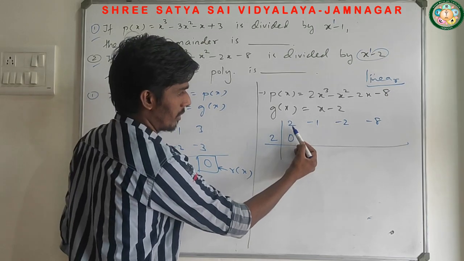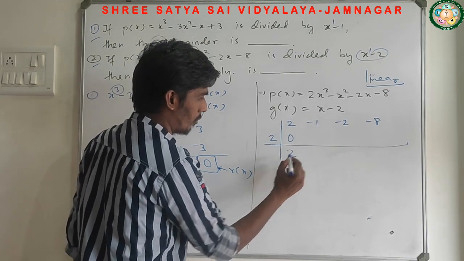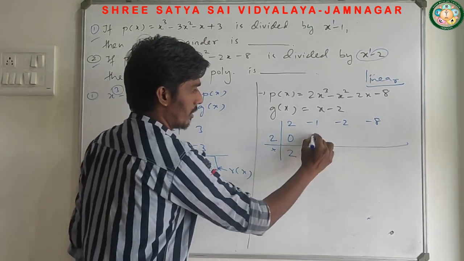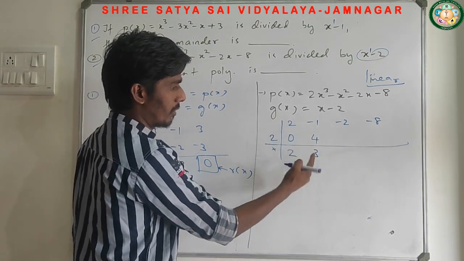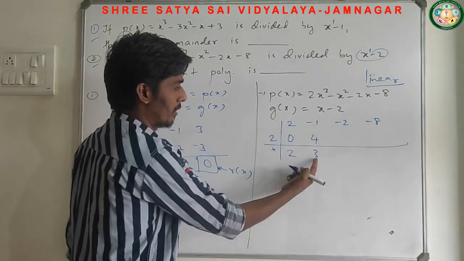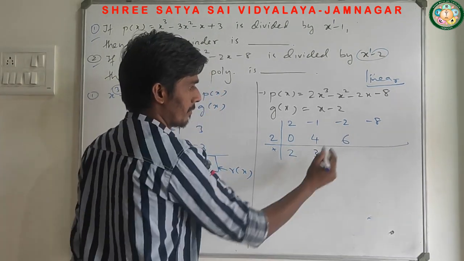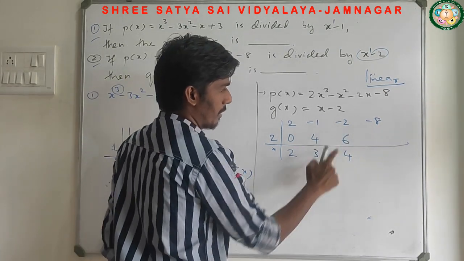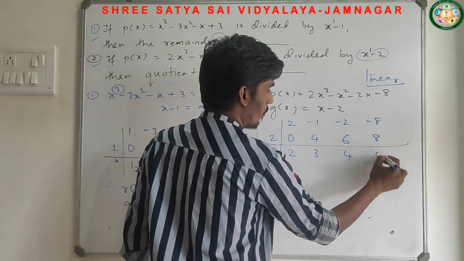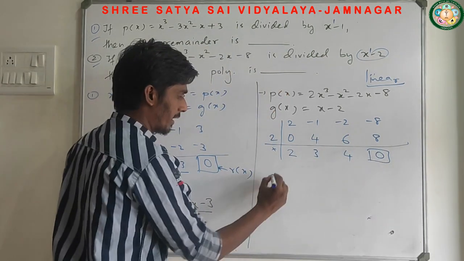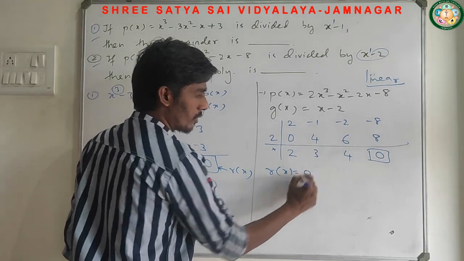Now addition. 2 plus 0 is 2. 2 into 2 is 4. Again addition: minus 1 plus 4 is 3, take the greater number's sign. 3 2s are 6. Plus 6 minus 2 is plus 4. 4 2s are 8. Minus 8 plus 8, what did I get here? The remainder again. Remainder is 0.